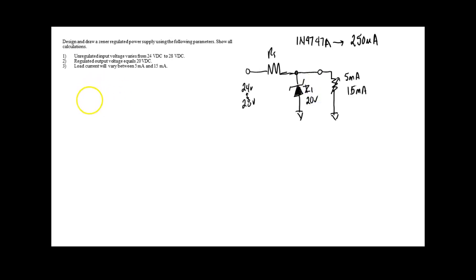So I'm going to figure my voltage drop, VRS maximum and VRS minimum. So what's the maximum the resistor is going to have to drop, and what's the minimum it's going to drop? So what's the maximum the resistor is going to have to drop?